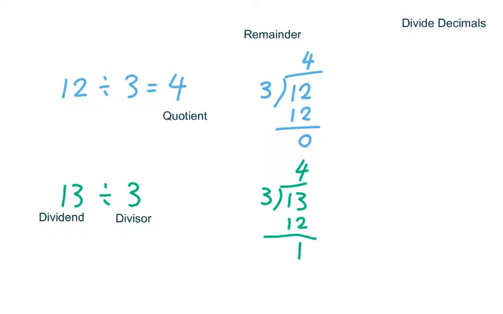So in this case, our remainder is 1, and to show it horizontally, I can also write 13 divided by 3 equals 4R1, meaning it equals 4 but with a remainder of 1.